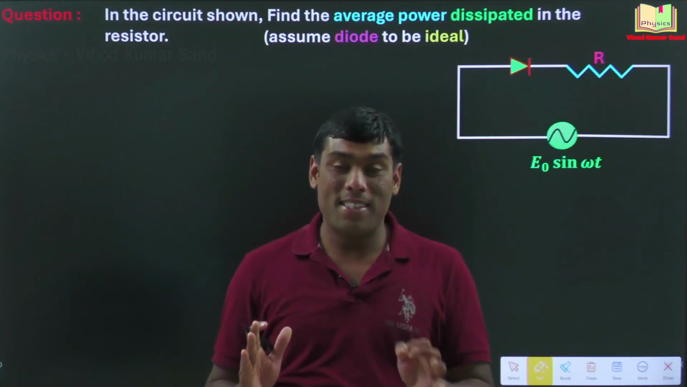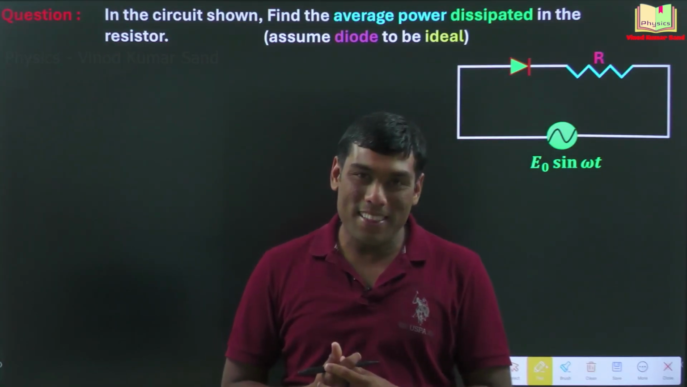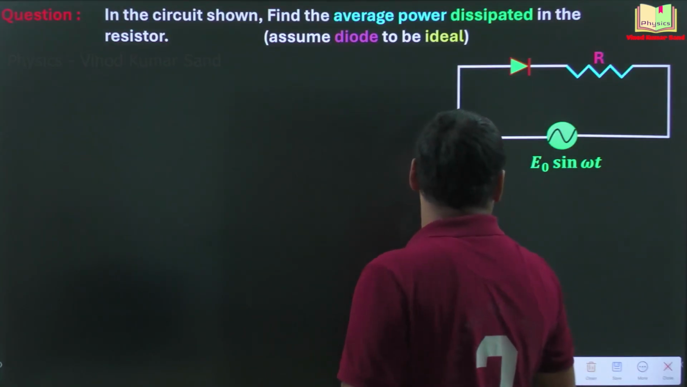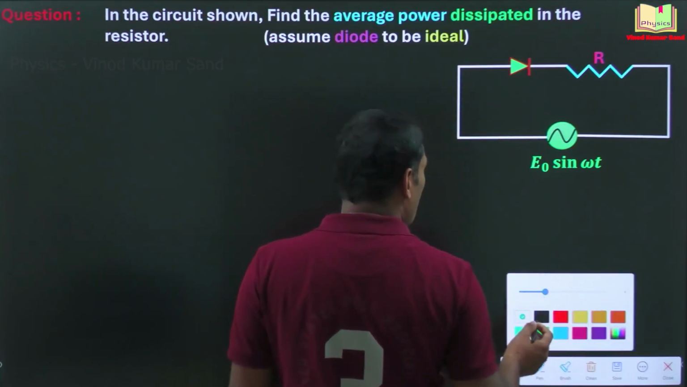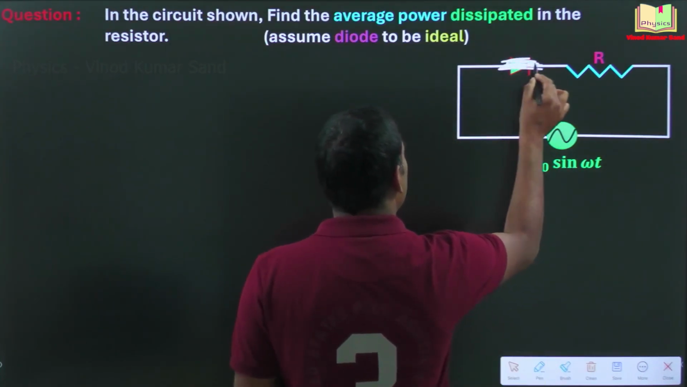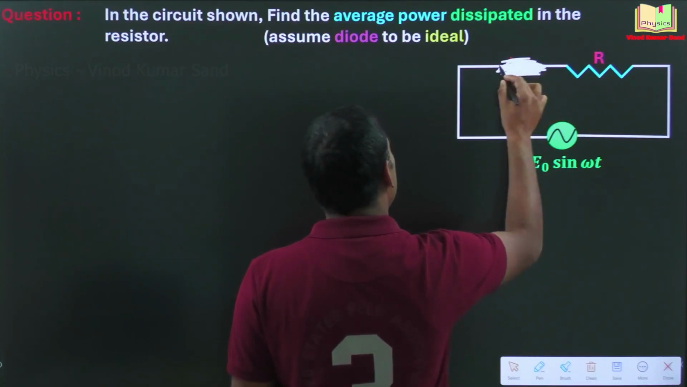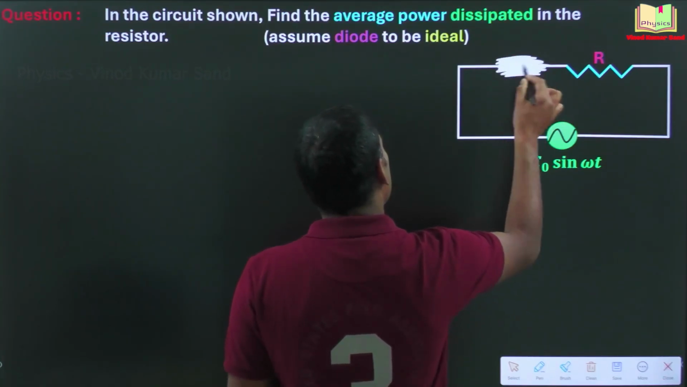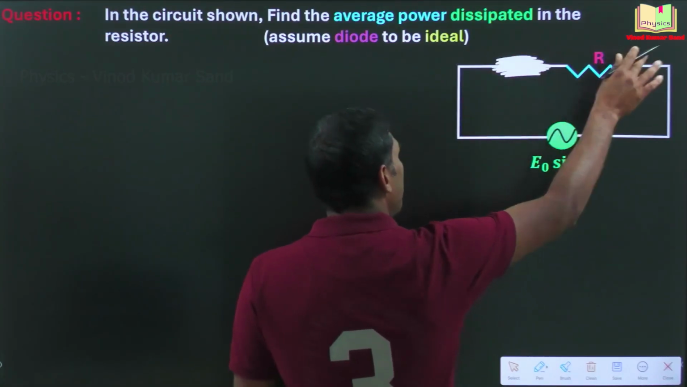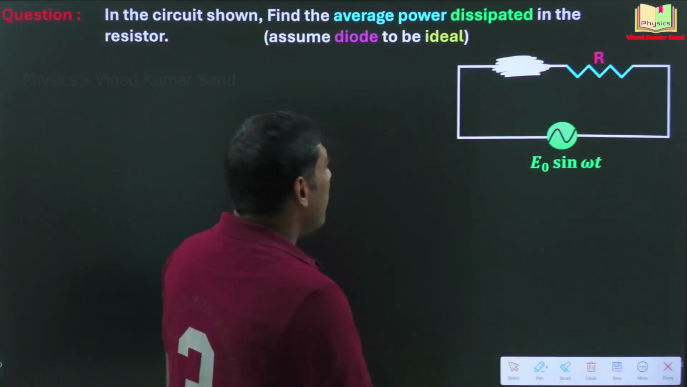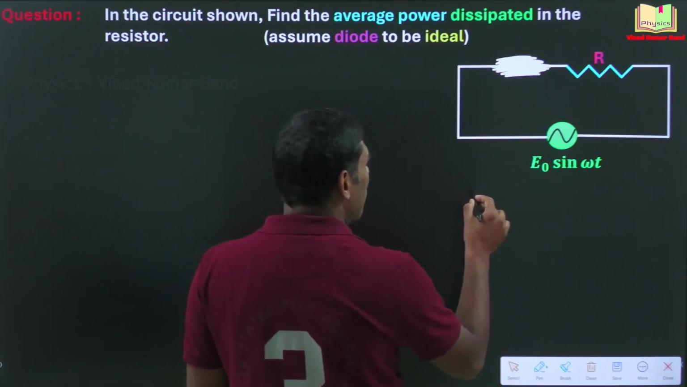The question asks the average power dissipated in the resistor. To obtain the solution, let us assume that the diode is absent. Once we imagine that the diode is absent, we connect here a simple straight conducting wire. Now, what will be the average power in the resistor?